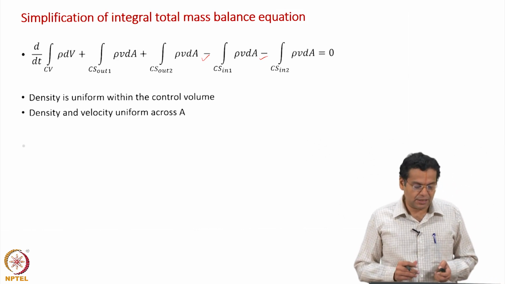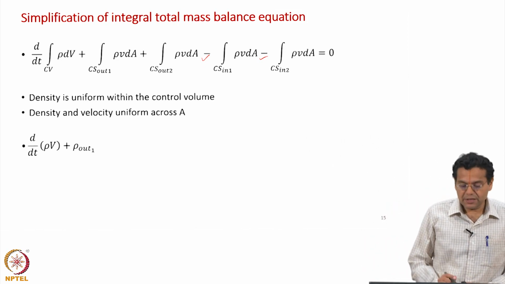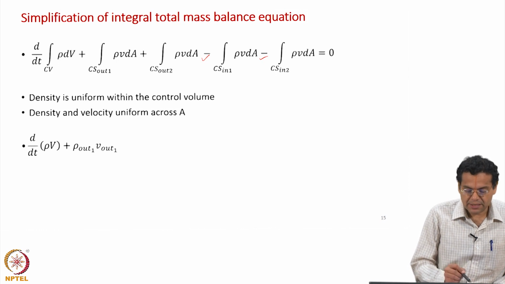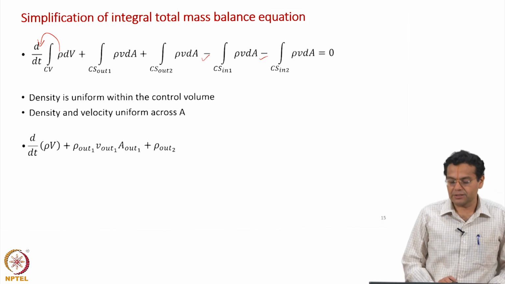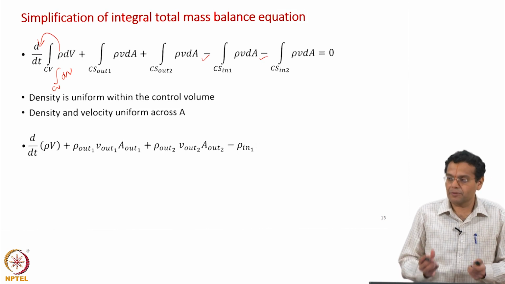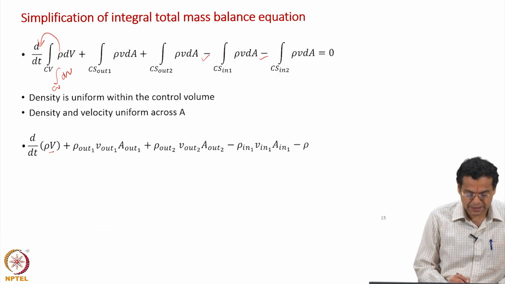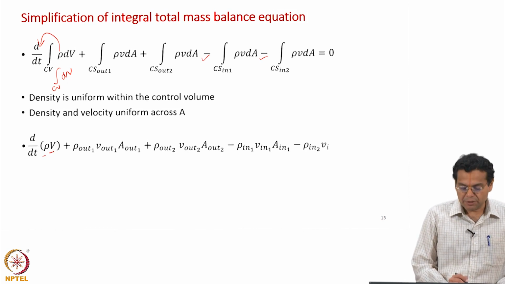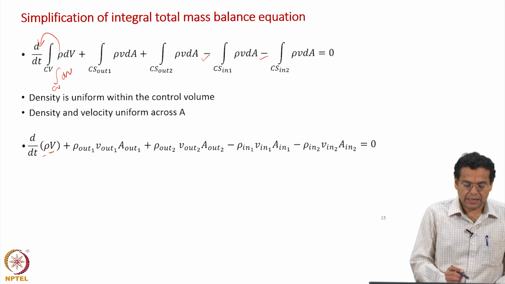Let us see how it gets simplified. For the first term, because density is uniform within the control volume, I can take it out of the integral. It is not varying, and then what we have is the integral of dV over the control volume, which gives the volume of the control volume, capital V. So, this term becomes d by dt of rho into V. This was possible because we assumed density to be uniform within the control volume, and I could take density out of the integral sign.